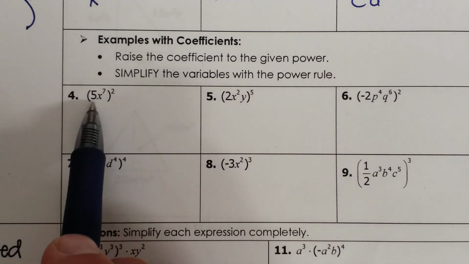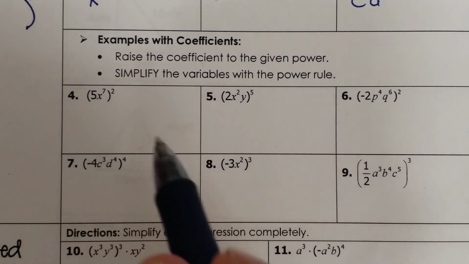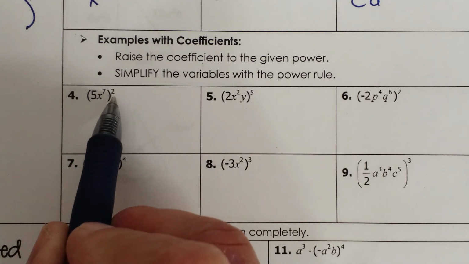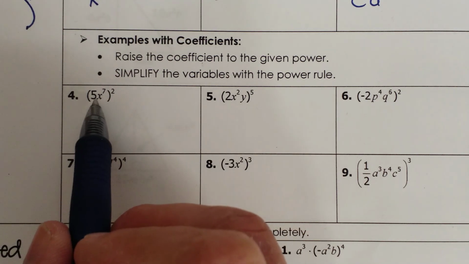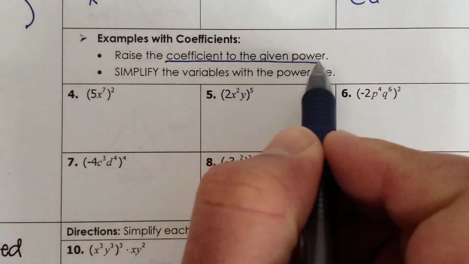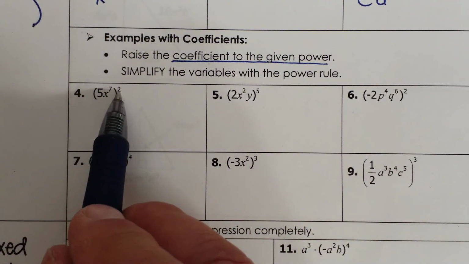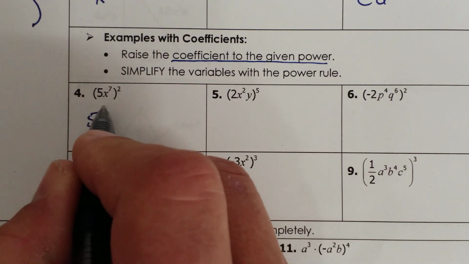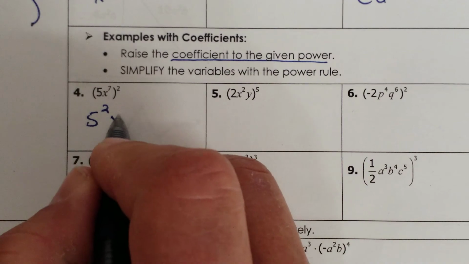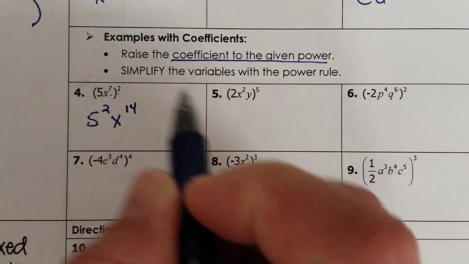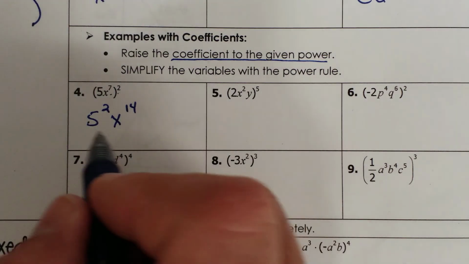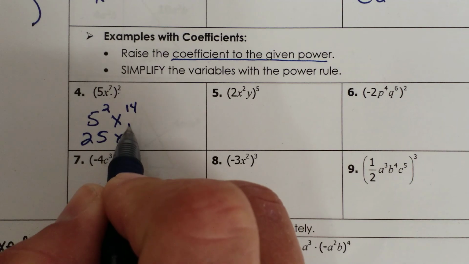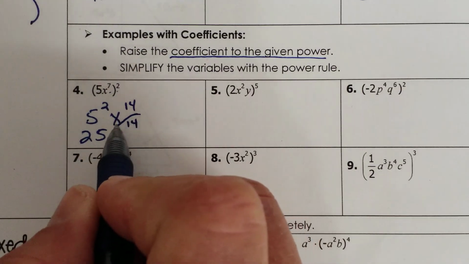Also, now what if we start throwing some coefficients in here? Okay, this is going to be probably the trickiest part of this. I have 5x to the 7th to the second power. You have the exponent right outside the parentheses again. So what are we going to do with this coefficient? Well, we're going to raise the coefficient to the given power, which means I'm going to do 5 to the second power, and then x, 7 times 2 is 14. Well, now I can keep going because 5 to the second power, that means 5 times 5, which would be 25, and then x to the 14th, and that would be my answer.